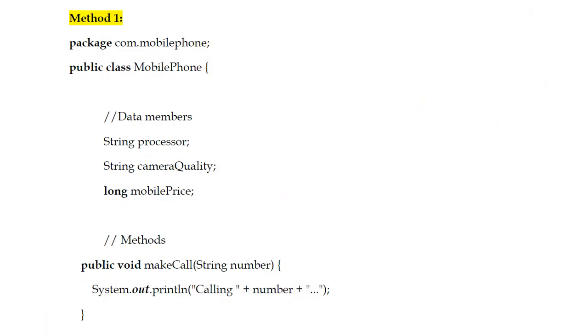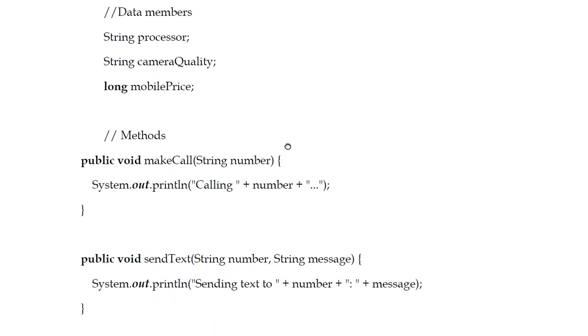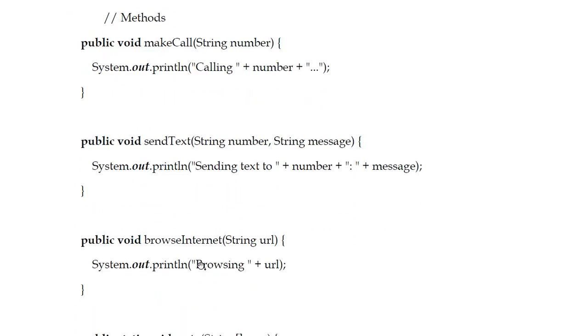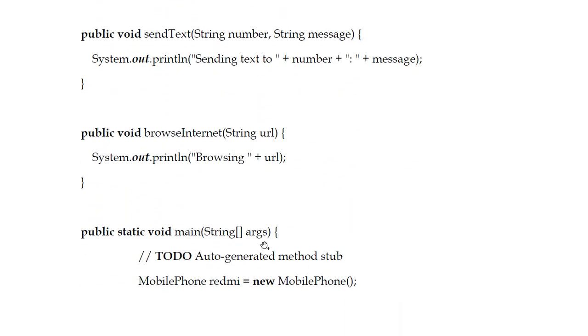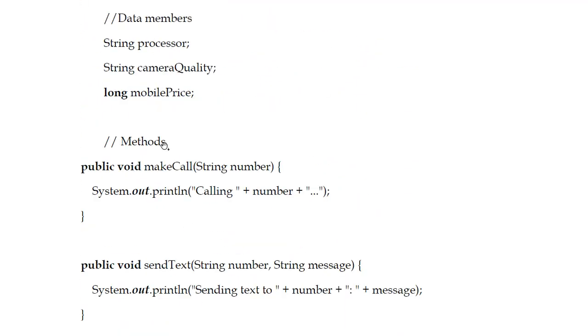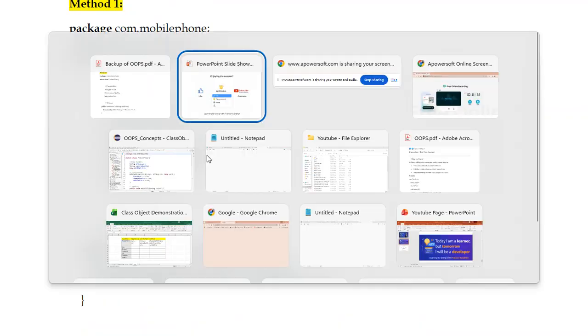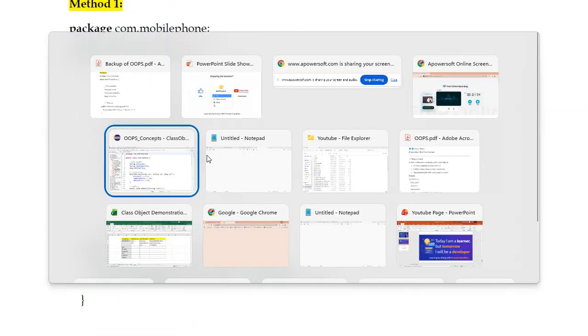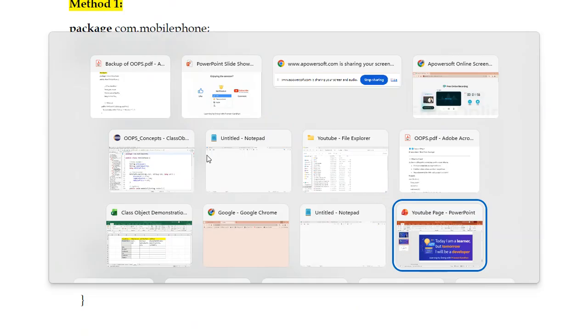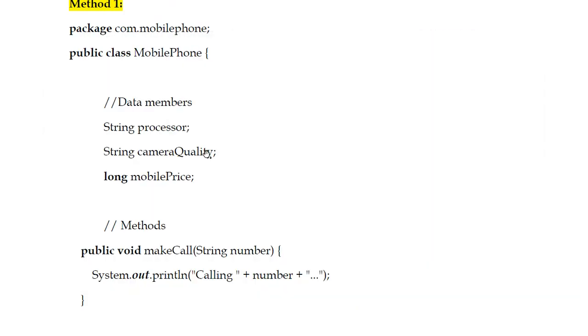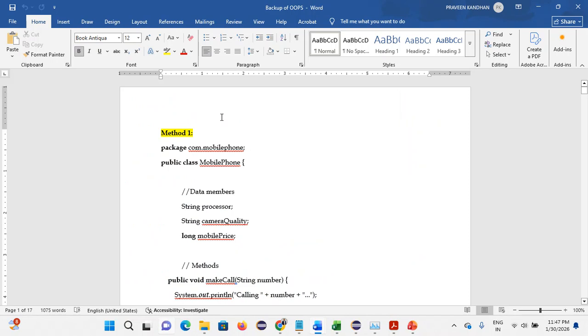First of all, we already know a class is a blueprint or template from which objects are created. For this mobile phone, the data members are processor, camera quality, and mobile price. Methods are make a call, send an SMS, and browse internet. So how do we access these data members? All these things we'll now discuss. First, I'll copy the code to save time. I already have the code, so I'm simply going to copy it and paste it here.